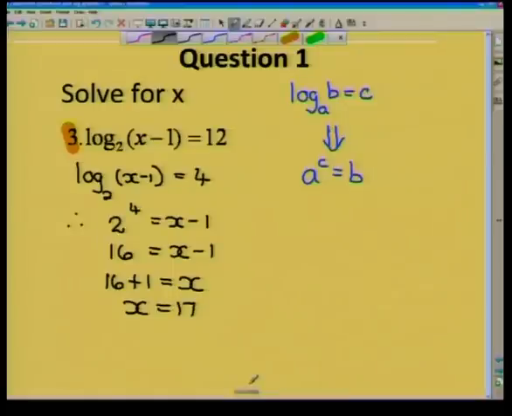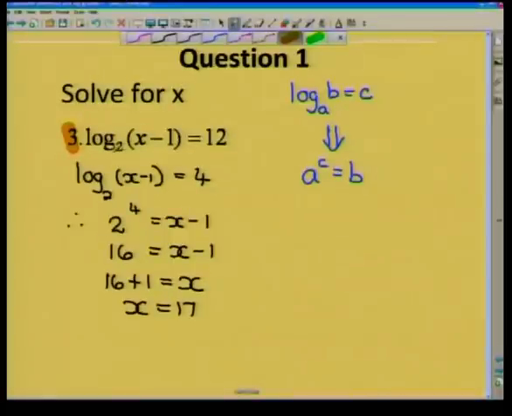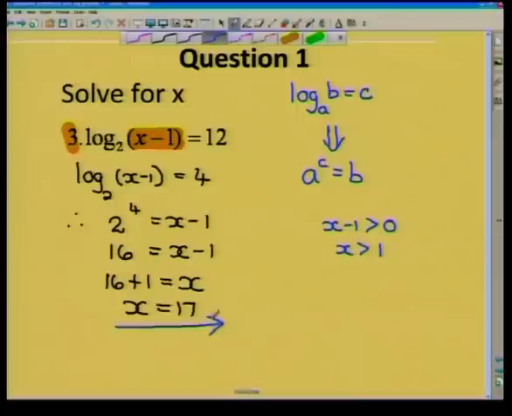Now, remember what I said to you. I said it's very important that we remember the restrictions on our logs. Because if we get an answer that's going to cause a problem with one of those restrictions, then we have to disregard that answer. So let's have a look and see if that's going to be the case here. Well, what do we know? The base is 2, so we have no problems with our base. But we also know that this x minus 1 has to be greater than 0, which means the x value has to be greater than 1. Is 17 greater than 1? Most certainly it is, so there's no problem.